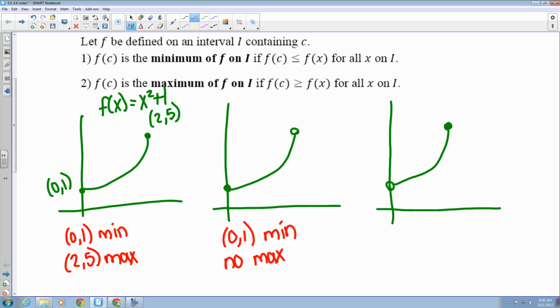And so the same thing goes for the third one, except this time there's no minimum since it gets really, really close to 0, 1, but never actually touches it. And we have 2, 5 as our max. So that's how those endpoints are affecting the minimum and maximum.